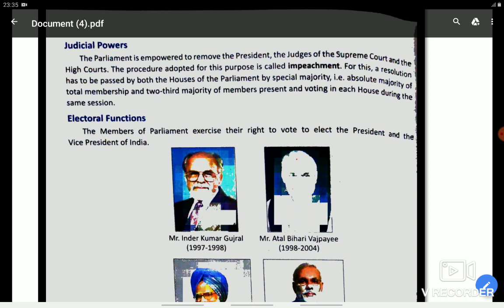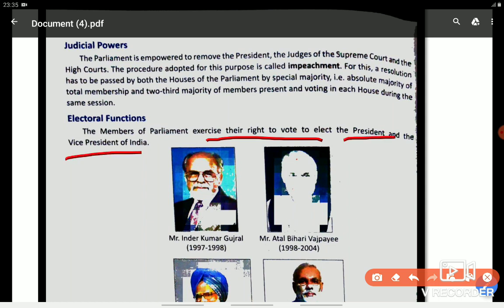But again, these members of Parliament also enjoy the right to vote. How do they enjoy this? They exercise this right to vote. And where do they use this right to vote? To elect the President and the Vice President of India. When we come to the next chapter, Union Executive, there we will discuss the procedures of electing the President and Vice President of India.